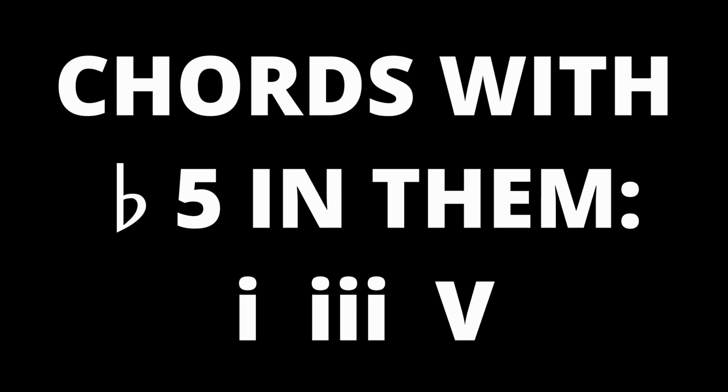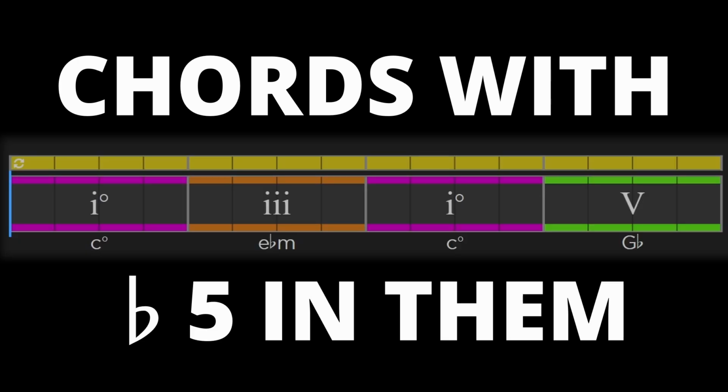If we look at the chords that have the flat 5 note in them, then we have 1, 3 and 5. So let's use these chords together for our first Locrian progression.